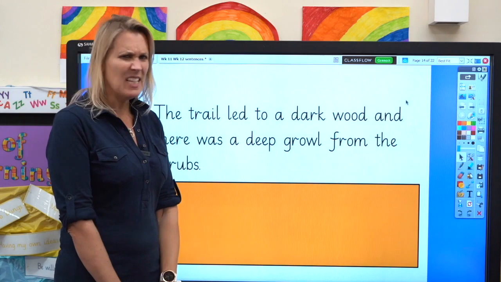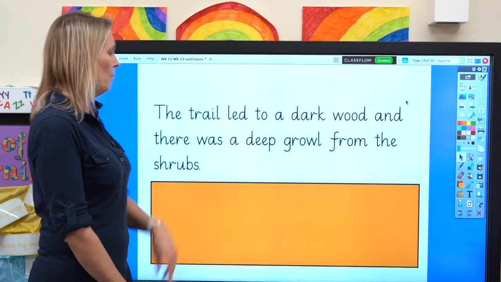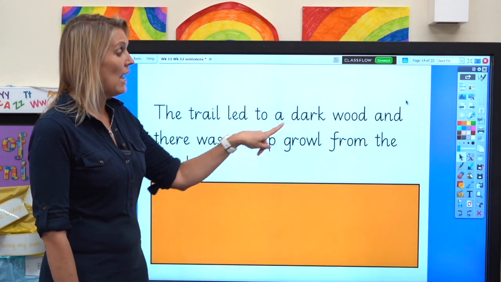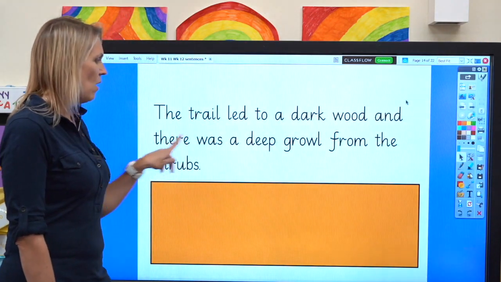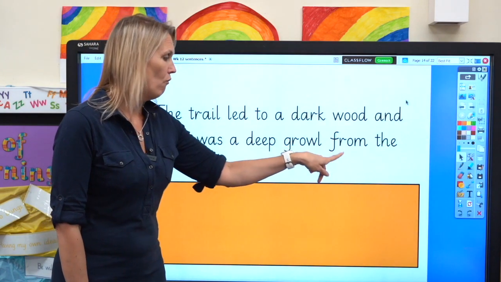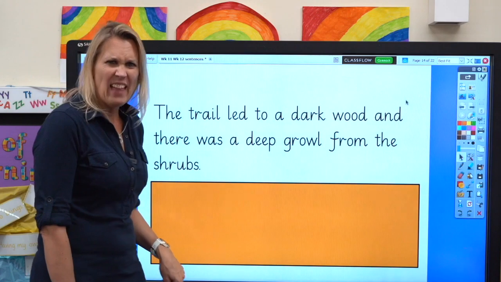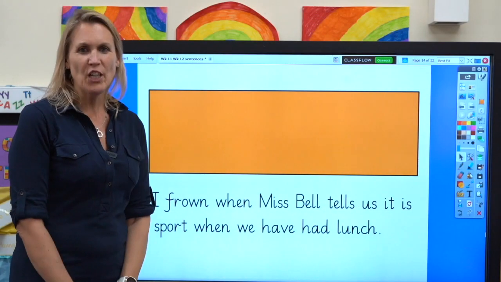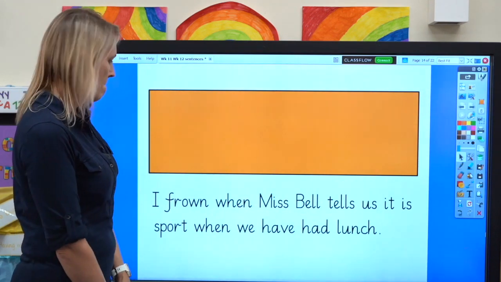Well done. Let's read it one more time, a little faster this time. Are you ready? Let's go. The trail led to a dark wood and there was a deep growl from the shrubs. That sounds a bit frightening. Now take a look at this sentence. Can you see any words with digraphs?